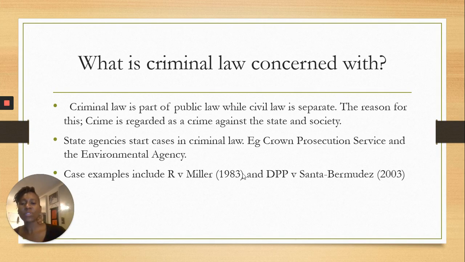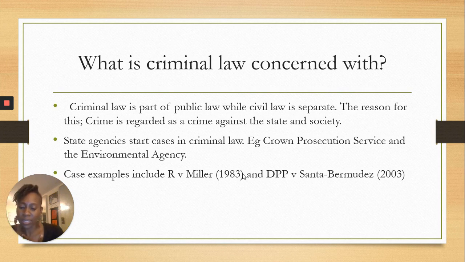So criminal law is really, as I said, a part of public law, right? And civil is separate. That's private law. The reason for this is that crime is regarded as a crime against the state and society. So you look at who starts these criminal cases. It might be that you do something to me and I go down to the local police station and report it. But really, it's going to be the Crown Prosecution Service. It's really a violation of the state.